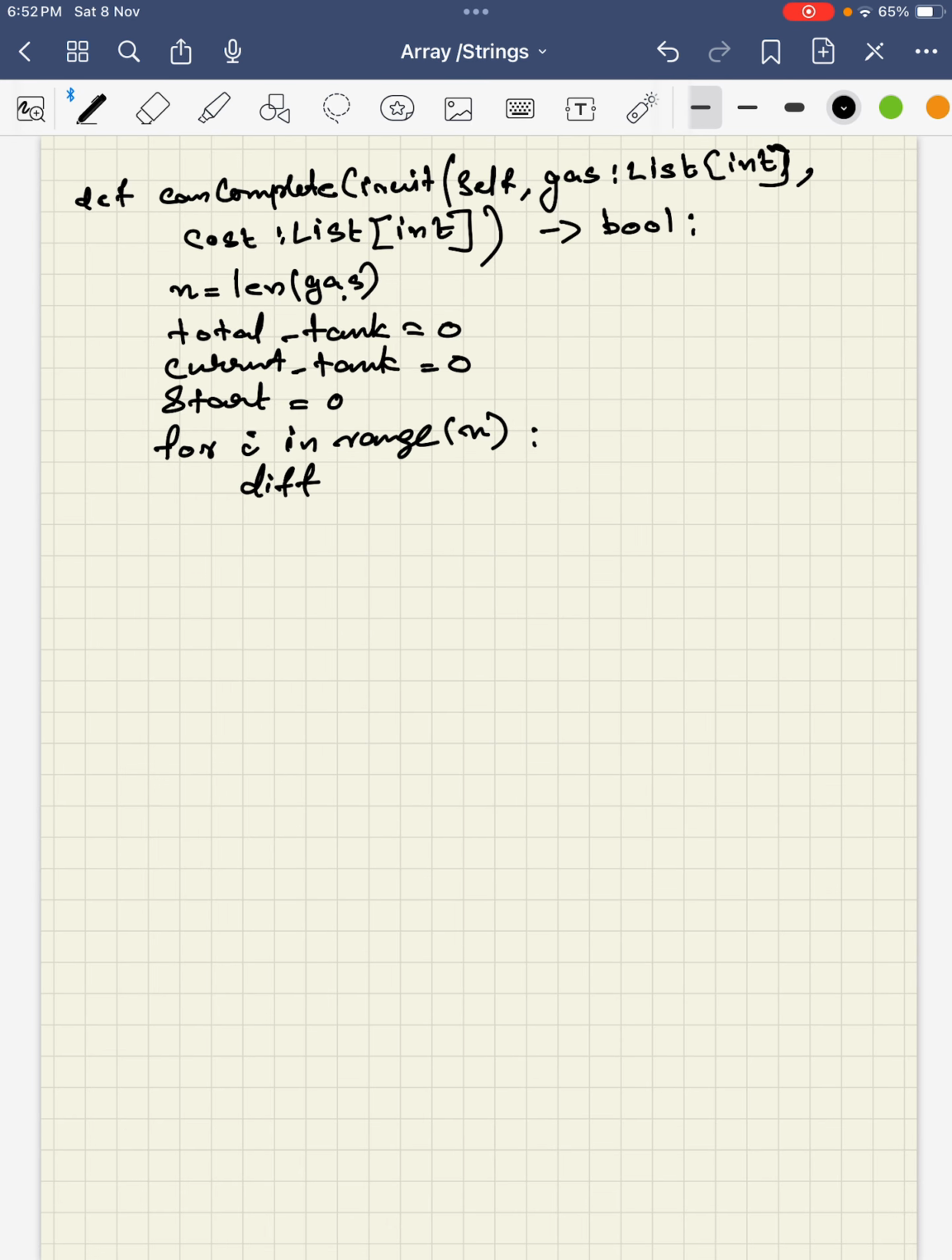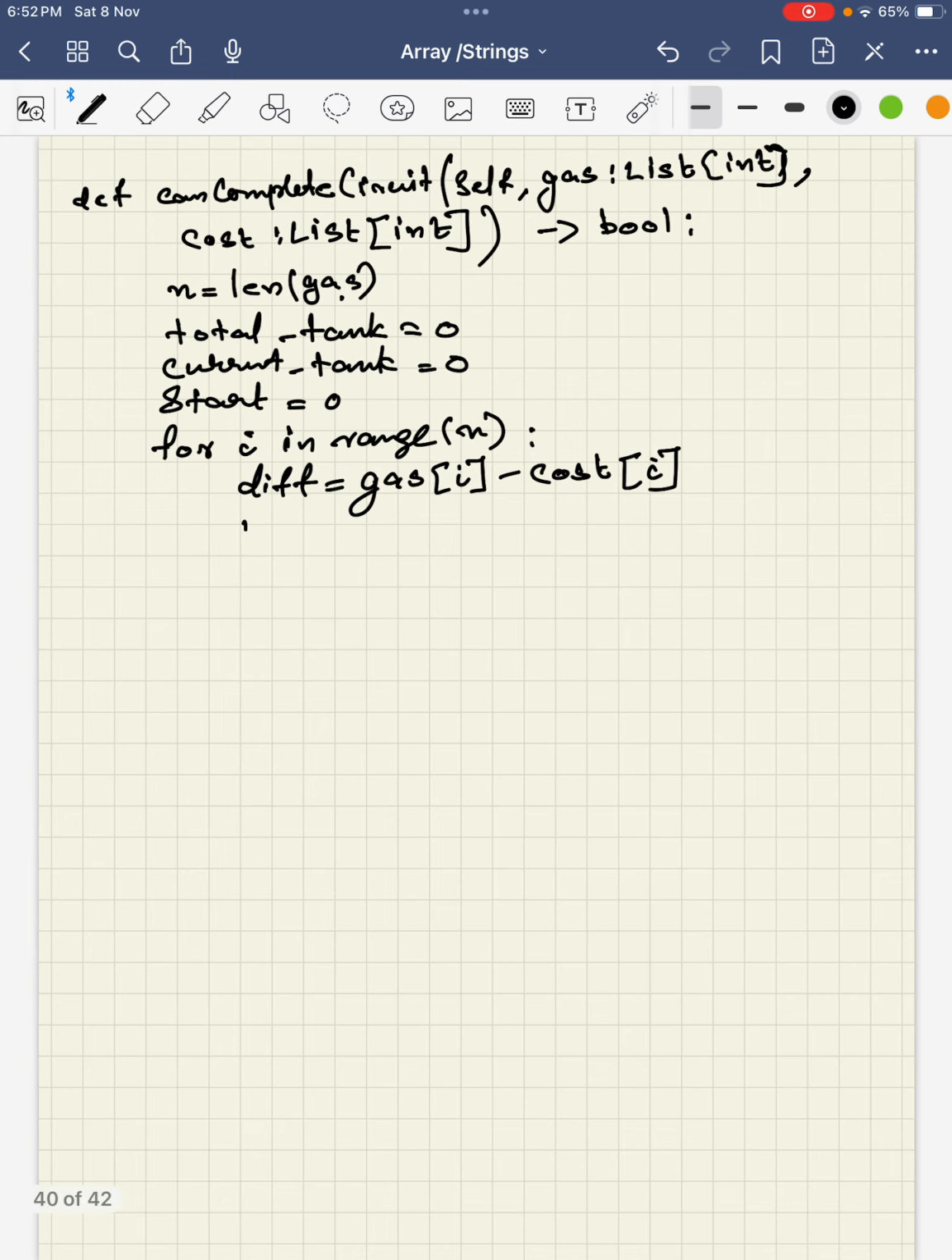then I am going to calculate something as difference. Difference is nothing but what the gas station provides and what the cost of the journey towards the next gas station is. Then I am going to update total tank with the addition of this difference, and current tank also in the same fashion.